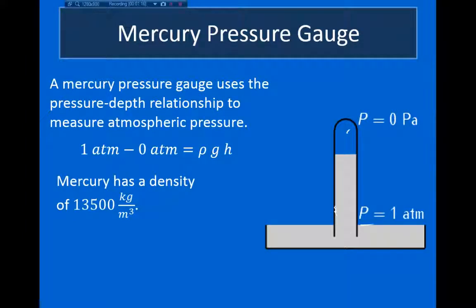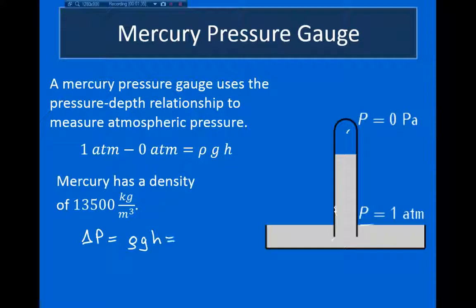we can figure out what the pressure is outside. So the basic idea behind this is that we know that the difference in pressure between the top and bottom of something is equal to rho GH. And as I said before, historically what they would use is mercury for their liquid. And mercury has a density of 13,500 kilograms per cubic meter.